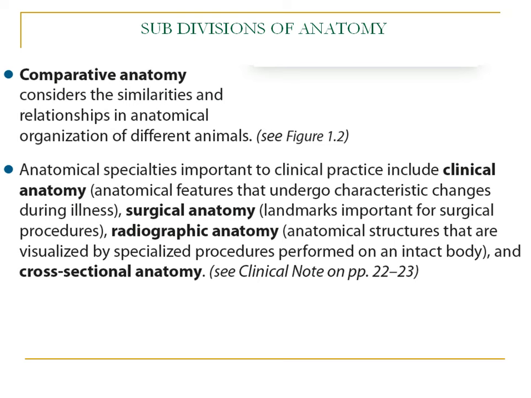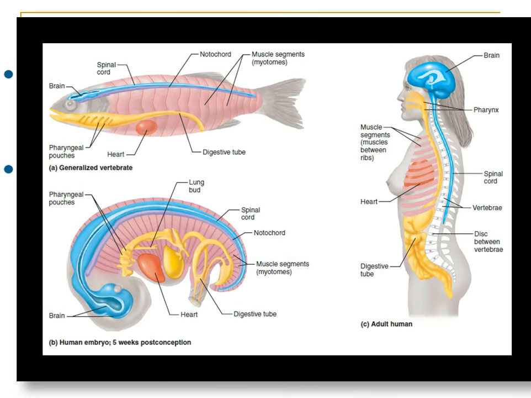And there is another branch of anatomy known as comparative anatomy. As we know, human beings evolved from primate animals, that's why they carry similarities to their primate ancestors. That's why this correlation between humans and their ancestors or primates is studied in comparative anatomy.